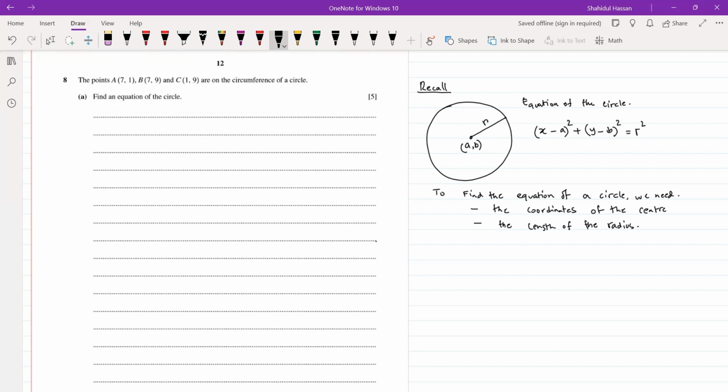So now we know that to find the equation of the circle, we need two things: the coordinates of the center and the length of the radius. So how can we find the coordinate of the center? Now, this question says I have a circle and there are 3 points, A, B, and C. All these 3 points are on the circumference of the circle. Now the question is, we have to find the equation of the circle. How can we find the equation of the circle?